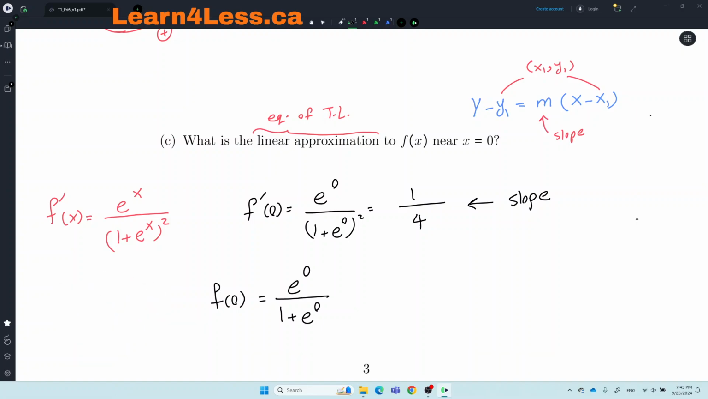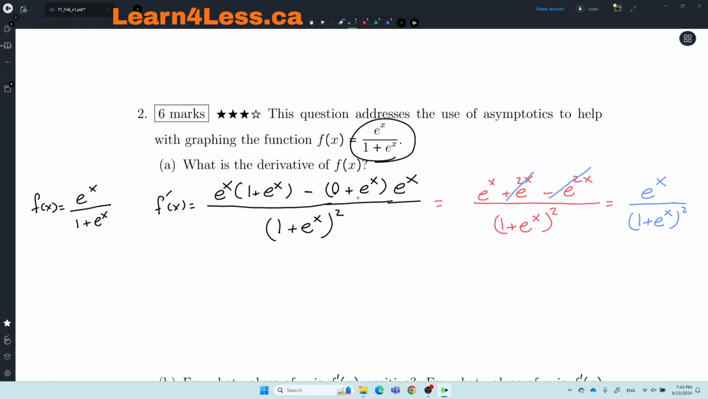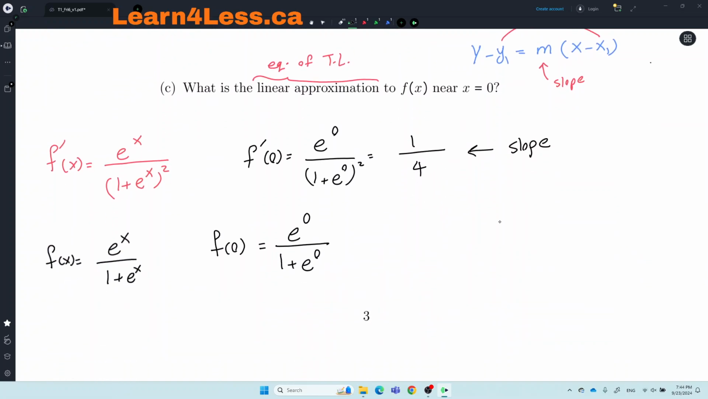Let me write f of x again here. F of x, the original function, is e to the x over 1 plus e to the x. This is basically the equation that they gave us. Okay, we have this, and now we can simply evaluate that. e to the 0 is 1, e to the 0 plus 1 is 2. Basically, the point that we are writing the tangent line equation at is 0, comma, 1 over 2.